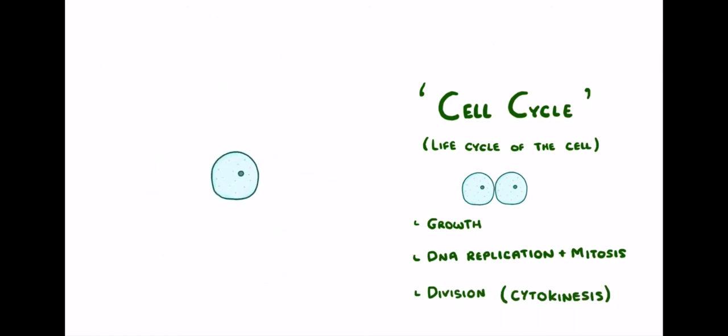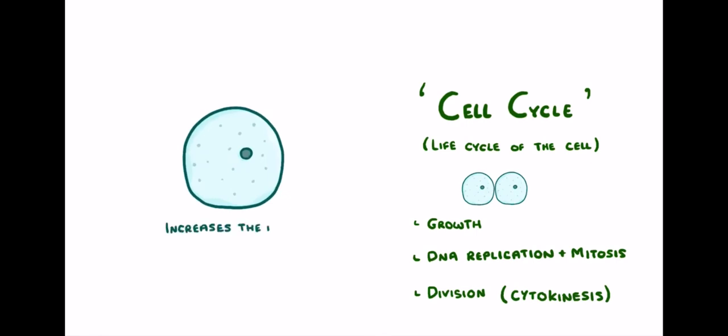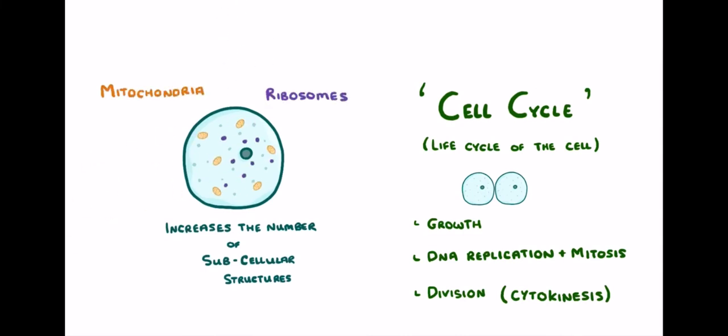In the first step, the cell grows in size, and at the same time increases the number of subcellular structures it contains, such as mitochondria and ribosomes. Next, the DNA is duplicated, so that the two new cells will each have a full set of DNA.